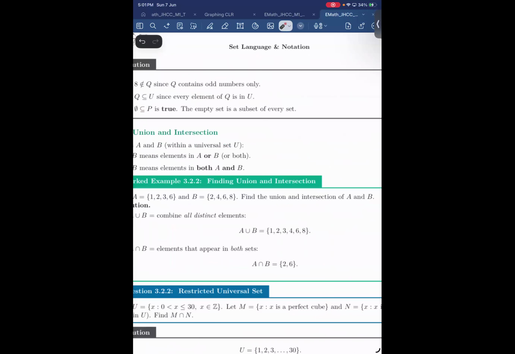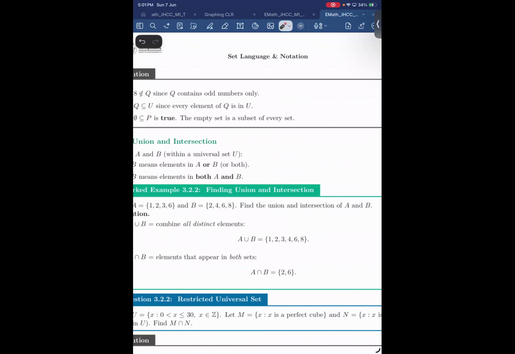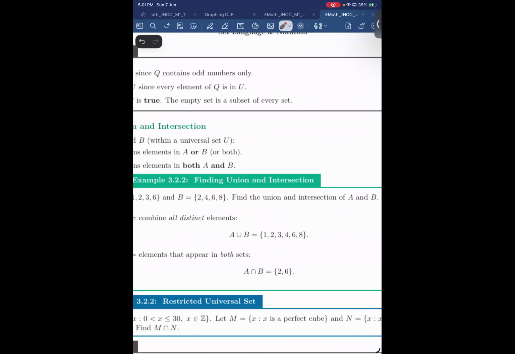Now we talk about union and intersection. Union, as mentioned, is kind of like the English word or. It belongs to A or B. Intersection means A and B, both A and B. So if A equals 1, 2, 3, 6 and B is 2, 4, 6, 8, then the union is any element that is either in A or B. And A intersect B means elements that are in both A and B. This one is the most important thing to understand.